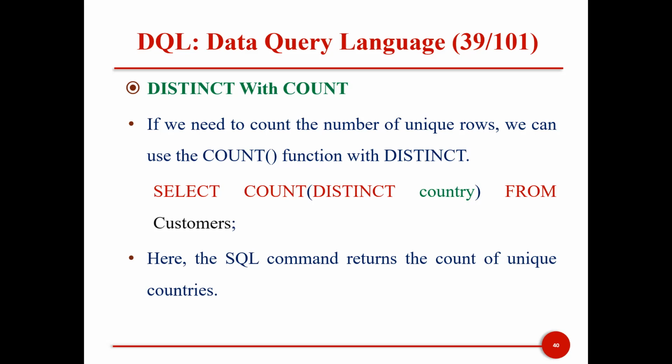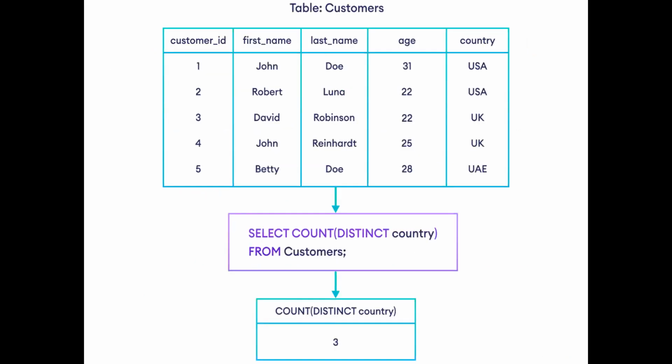So the first thing it will do is select for you those distinct countries, and then it will count how many they are. That's why you'll find here, select distinct country. Our distinct countries here are USA, UK, and UAE. There are 3. That's why it is able to bring for you only 3 distinct countries.